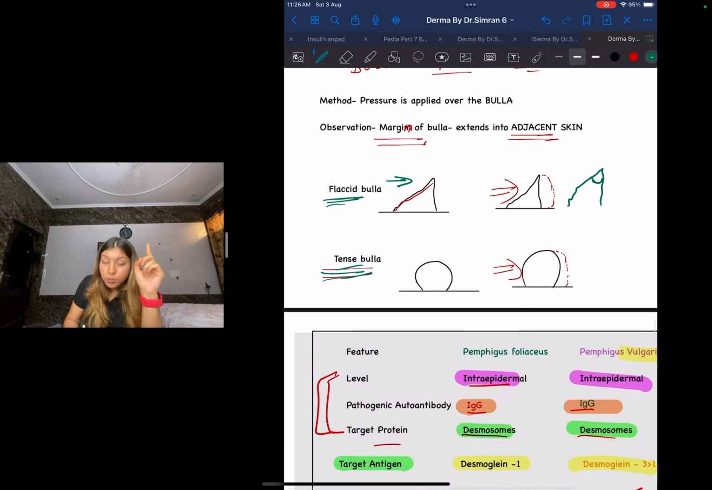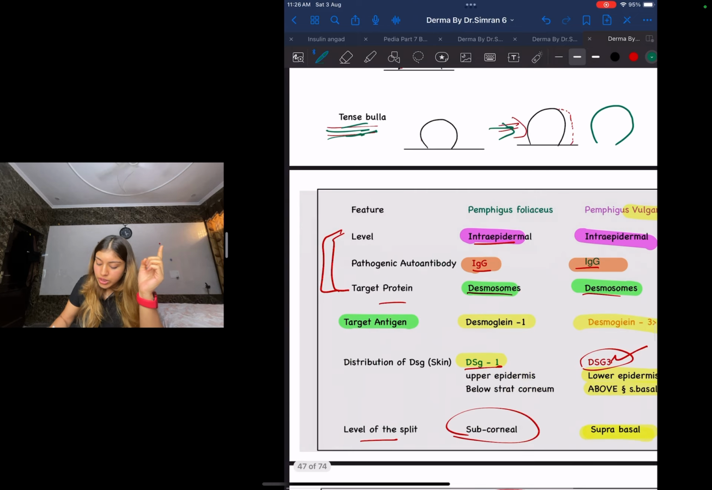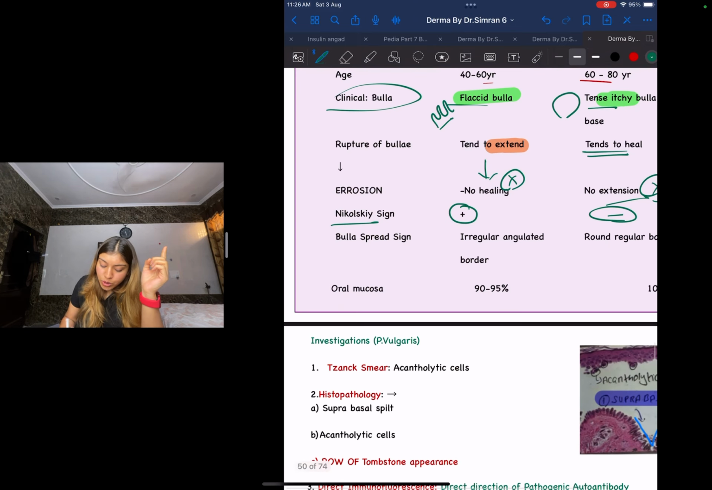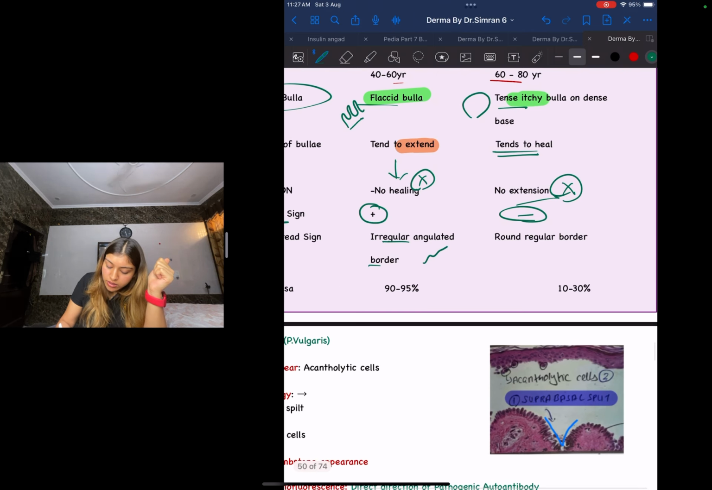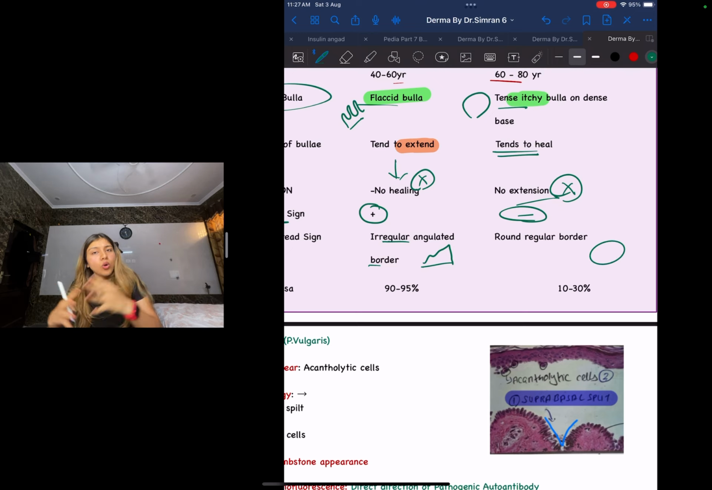Whereas guys, in tense bulla, what is happening? I am applying pressure, it is not moving to the adjacent skin, and guys, it is round and regular. So this is the finding on bulla spread. You can see the bulla spread sign, irregular angulated border. Understood? Why? Because it's a flaccid bulla, right? Whereas for this one, you will see a round regular border. Why? Because it is a tense bulla. Everything correlates guys. This I'm putting in a tabular form, what we studied in part 3.